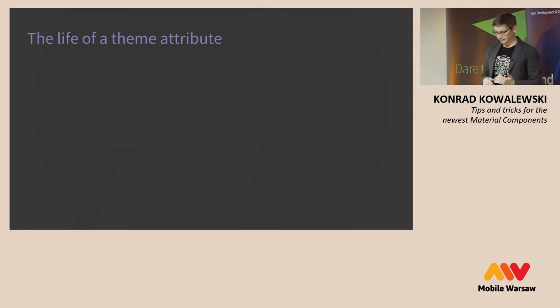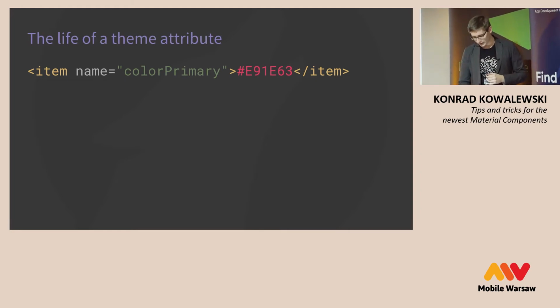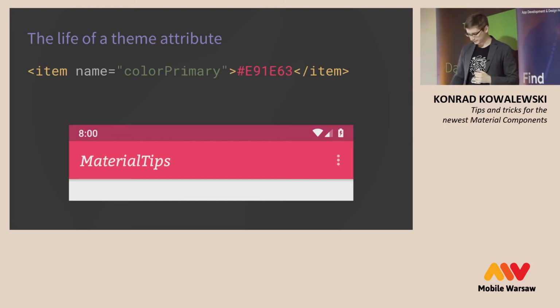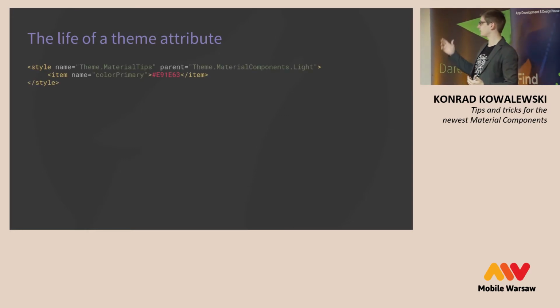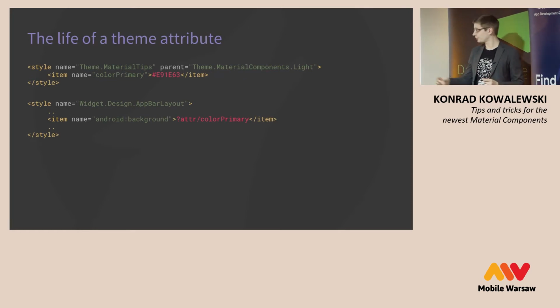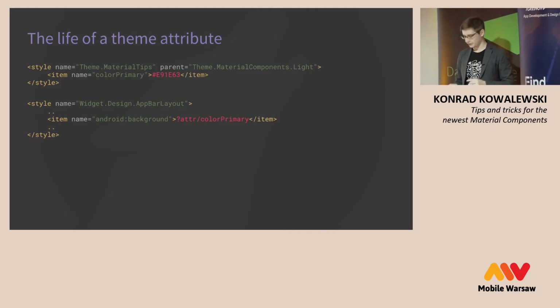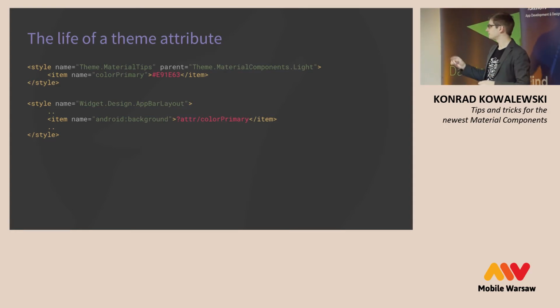So how does the system do it? How does the system style our views with the aforementioned attributes? And how is it that the attribute seen here ends up in a widget like this, in an app bar layout widget? First of all, we define our bright pink as a color primary in our theme. Then what the design library authors did for us was to create a style for app bar layout. For each app bar layout that you would like to put in your app, there is a style created by the design library, which you can now see on the screen, which sets background, the attribute of a view, to be equal to the value of the color primary attribute in your theme.